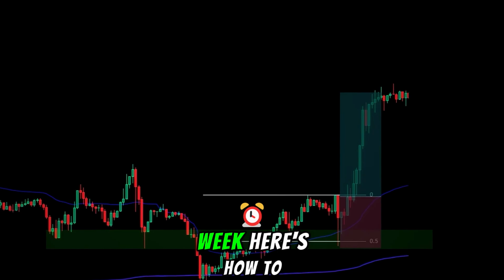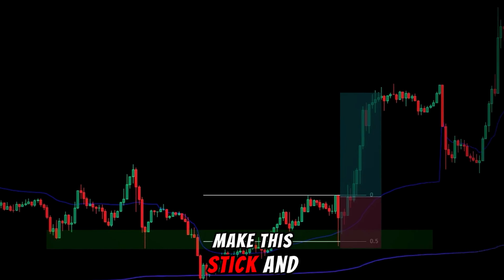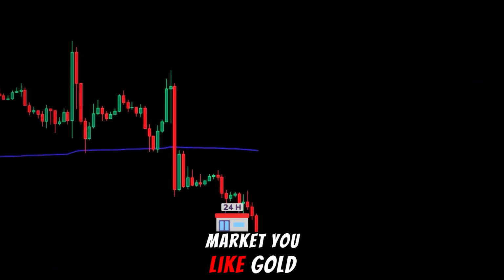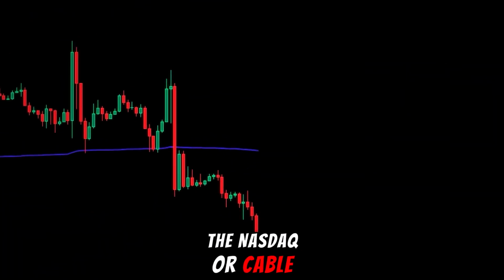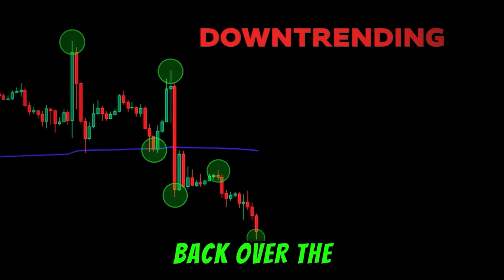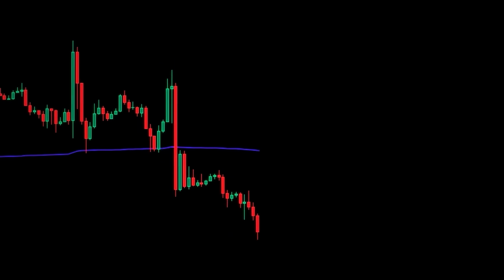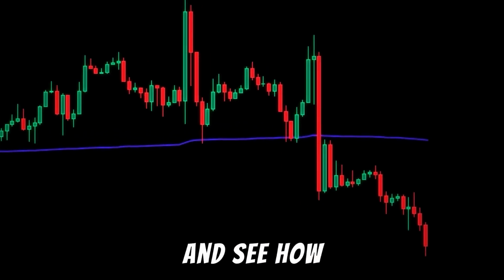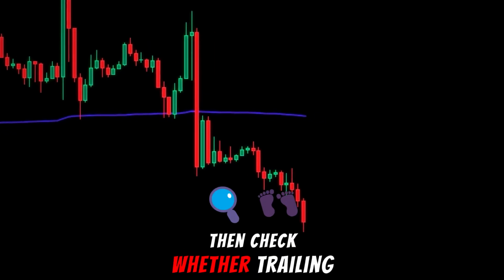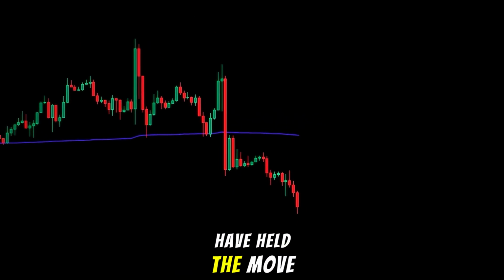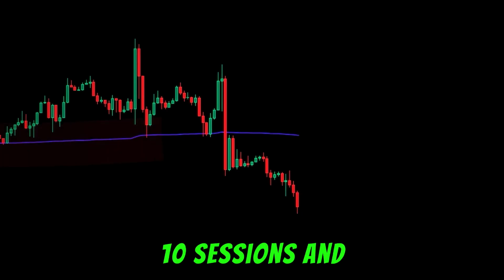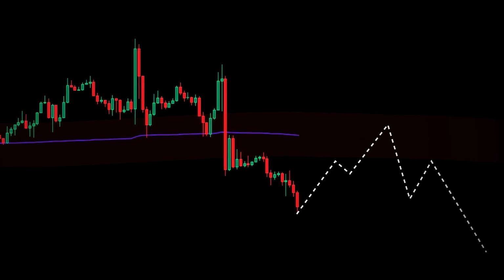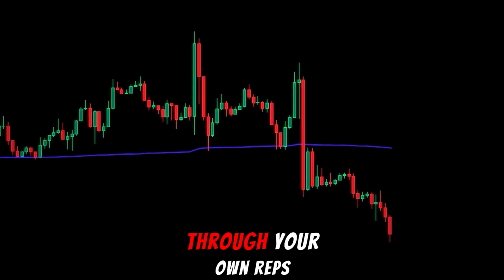Your drill for this week. Here's how to make this stick, and it's free. Put the yellow VWAP and blue 8 EMA on one market you like, gold, the Nasdaq, or cable, and open the replay or just scroll back over the last couple of weeks of sessions. For each day, mark VWAP's side, find the retest, and see how price reacted. Then check whether trailing the 8 EMA would have held the move. Do that for 10 sessions, and the pattern burns into your eye. You're not looking for perfection. You're building trust in the rules through your own reps.